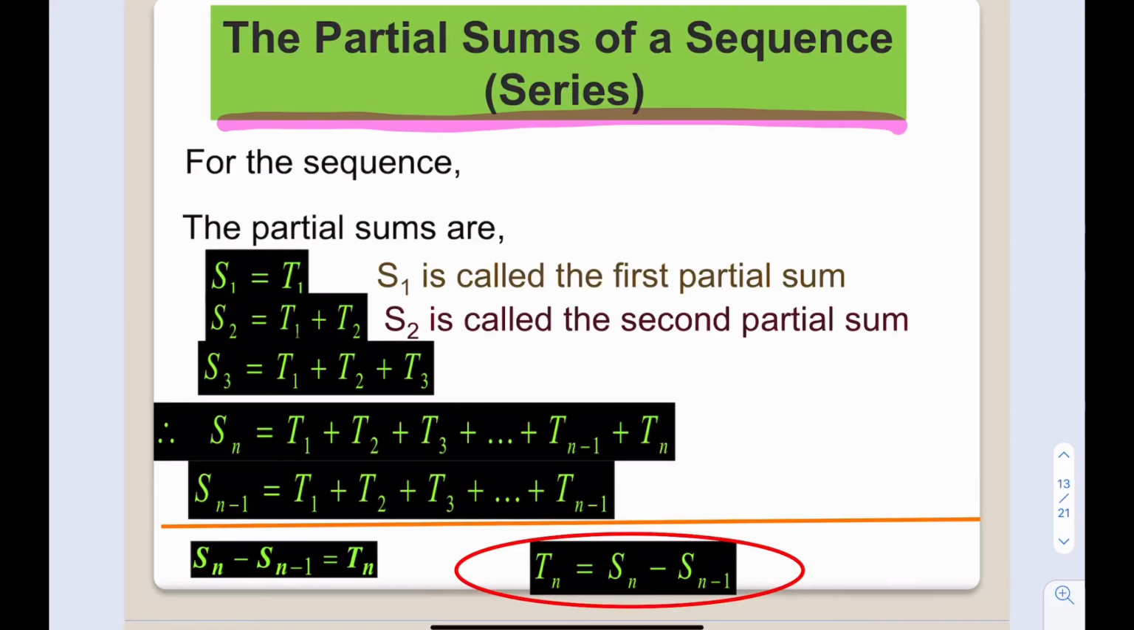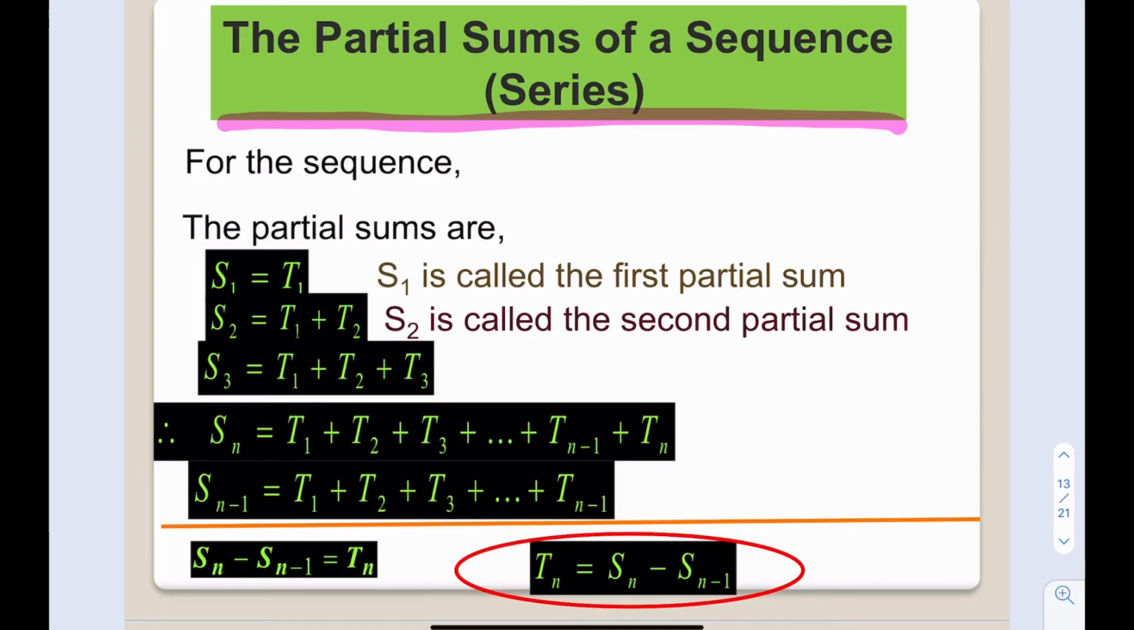Now let's discuss the partial sums of a sequence or series. For this sequence, the partial sums are S1 equals to T1. So S1 is called the first partial sum. S2 equals to T1 plus T2. So S2 is called the second partial sum. S3 equals to T1 plus T2 plus T3. Therefore, Sn equals to T1 plus T2 plus T3 until Tn. Sn minus 1 equals to T1 plus T2 plus T3 until Tn minus 1.